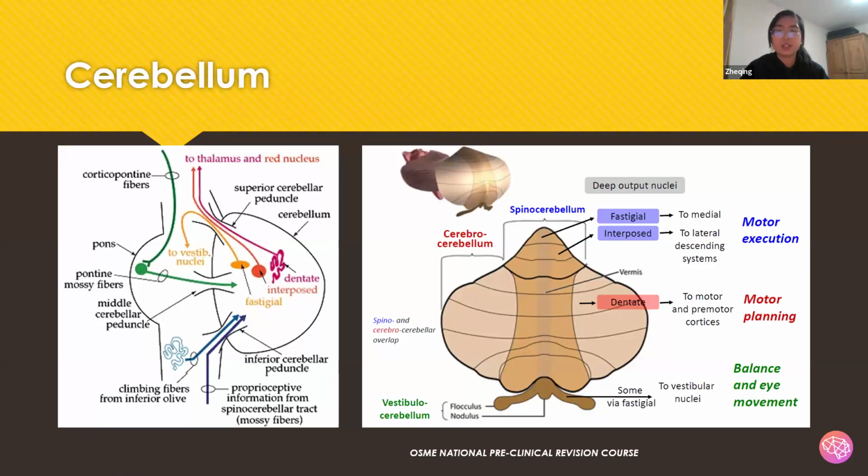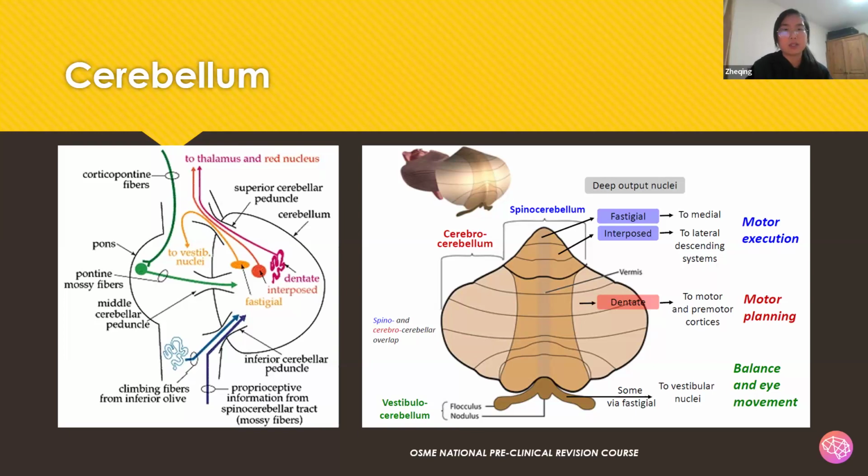So you have the fastigial, interposed and dentate nuclei, and that's where they output to respectively. And then I always found it very confusing because there's a superior cerebellar peduncle, and then there's an inferior and middle cerebellar peduncle as well. But I think as long as you know which fibers pass through which peduncle, it's fine.